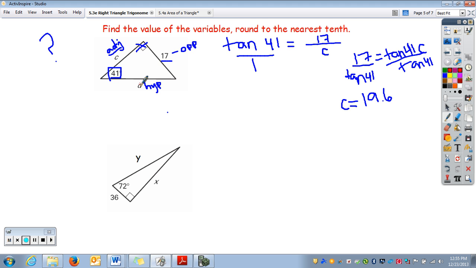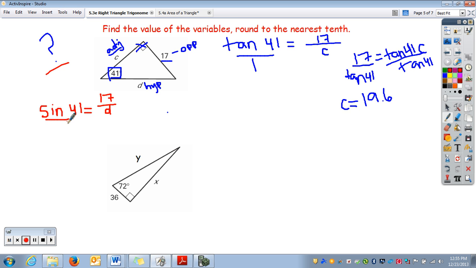So now I need to find D, and I'm going to use 17 again. You always want to use your nice number, don't use your decimals because we rounded. So I have 41, I have the opposite and hypotenuse. Opposite and hypotenuse, that is sine. Alright, so we're going to use sine. Sine of 41 equals 17 over D.